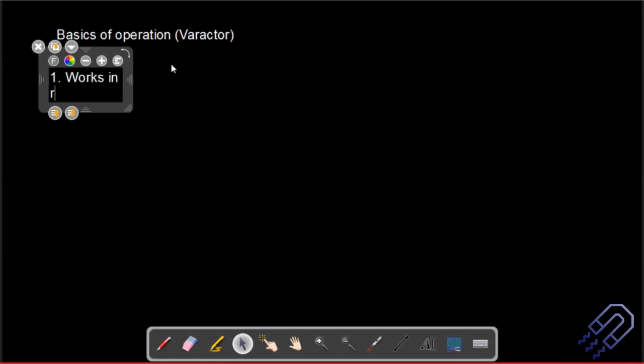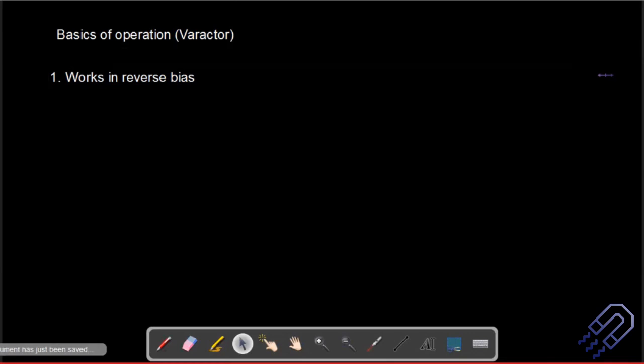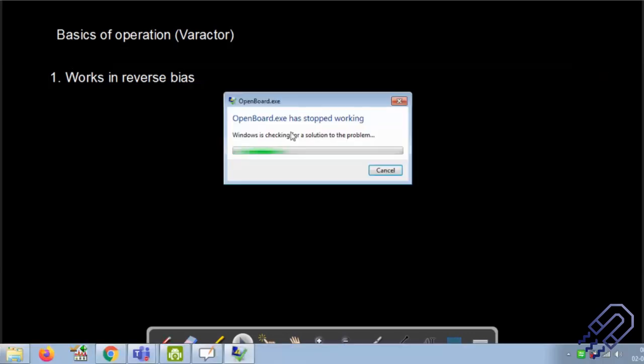It's very important. Okay. So the very first point that we should know about the operation of a varactor is it works in reverse bias. Okay. Reverse. And this will actually give rise to three regions. So what are those three regions? You already know. Basically, you have the two sides.